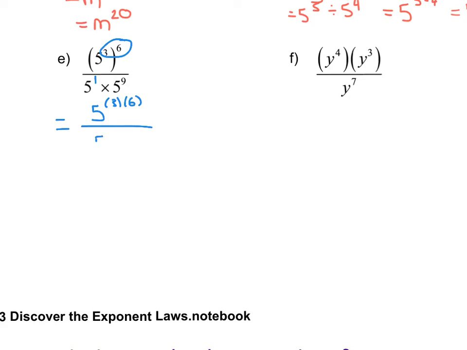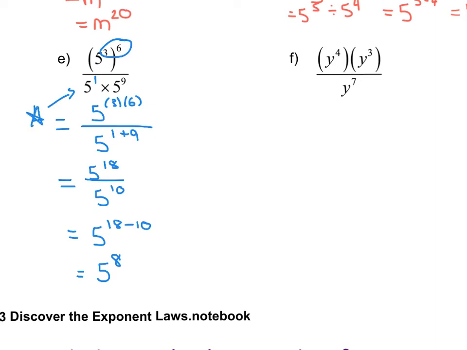So we end up actually getting on the bottom here, 1 plus 9, okay? So then we can evaluate for the top. So we get 5 to the power of 18 over 5 to the power of 10, okay? Now we're left with division here, which means we're actually going to subtract the exponents, okay? So we are left with 5 to the power of 8, okay? So this is very important. Star that if you need to. That's 5 to the power of 1, okay?